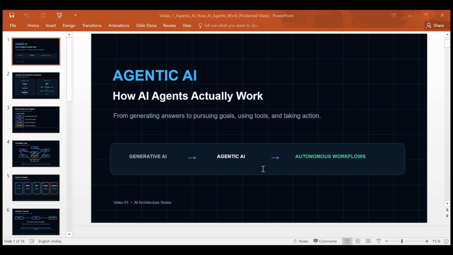My name is Sunny, and today we are going to discuss how AI agents actually work. So let's start with what is agentic AI and how AI agents actually work.